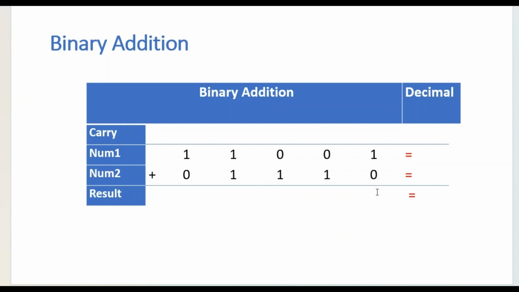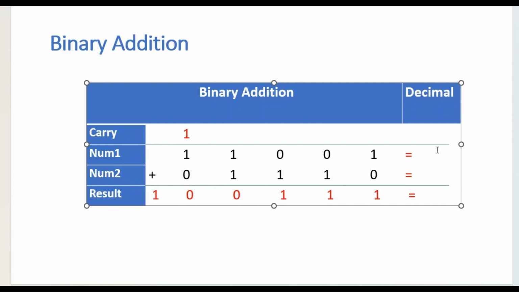Okay, so let's do the addition, and then we can quickly verify with their equivalent decimal numbers and their addition. So this is 1. 1 plus 0 is 1. 0 plus 1 is 1. 0 plus 1 is 1. 1 plus 1 is 0, and there is one carry here, 1. So this is 1 plus 1 is 0, and this one goes here.